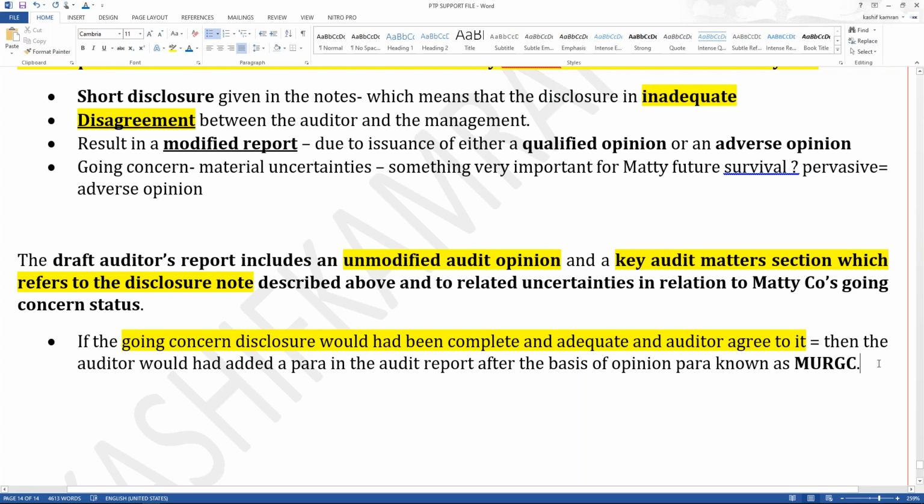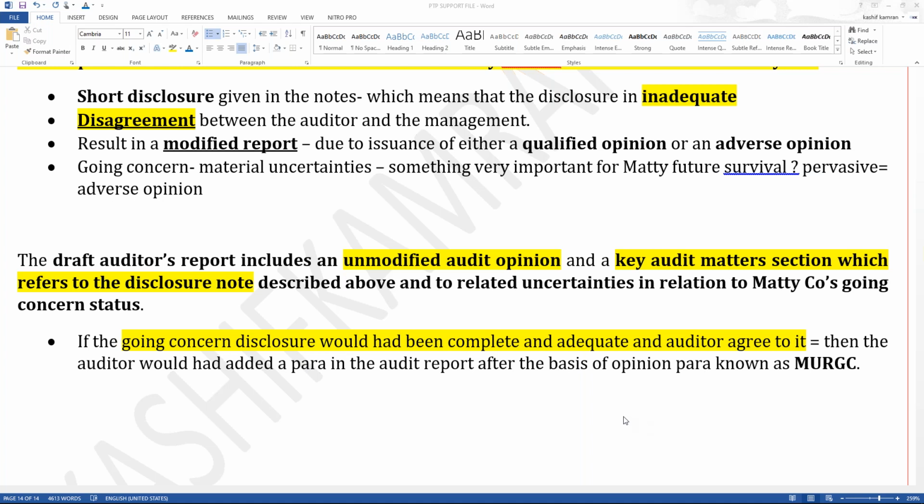Can we include a going concern disclosure in CAM? CAM is for matters other than going concern, right? So in a CAM, the key audit matter, the matter is other than going concern matter. If there is a going concern matter, will it come in CAM or will it come in MURGC? You cannot have an overlapping audit report where you put a matter in a going concern paragraph and you also put a matter in a CAM paragraph. You cannot make an overlapping report.